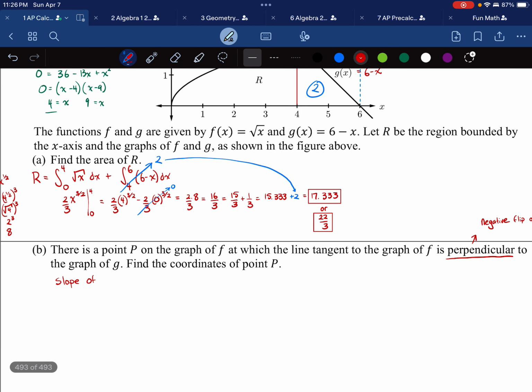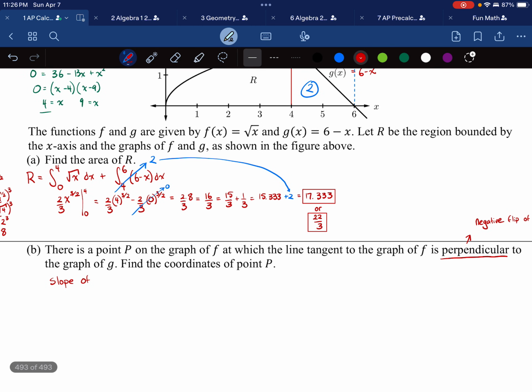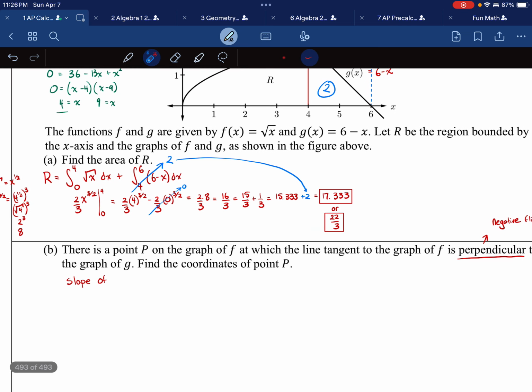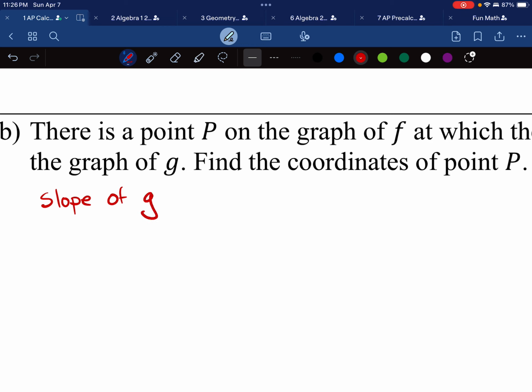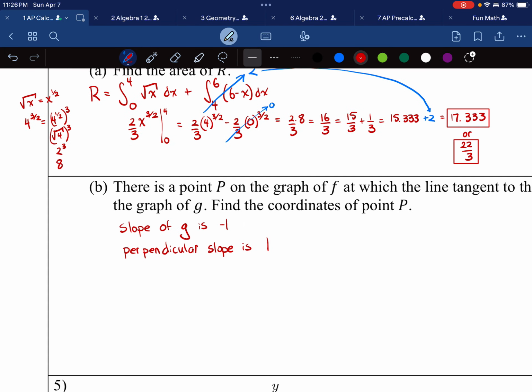Tangent to the graph of f, perpendicular to the graph of g. Oh, hold on. What's going on here? It's perpendicular to the graph of g. So slope of g, let me make sure I write this right. Slope of g is -1. Perpendicular slope is +1. So we now know the slope.